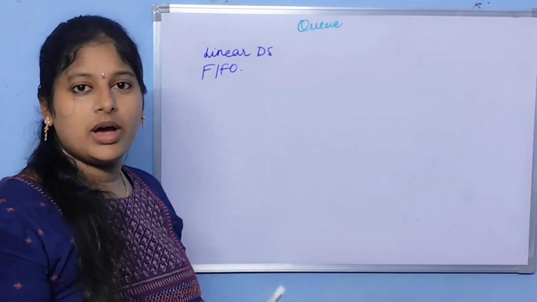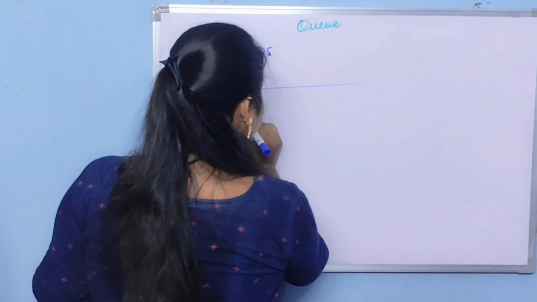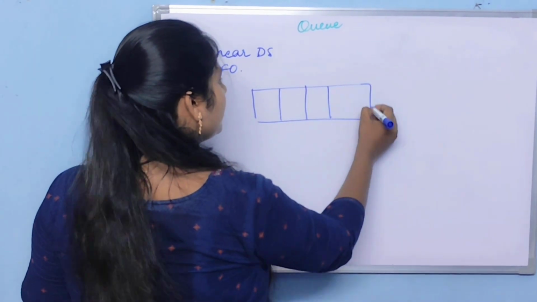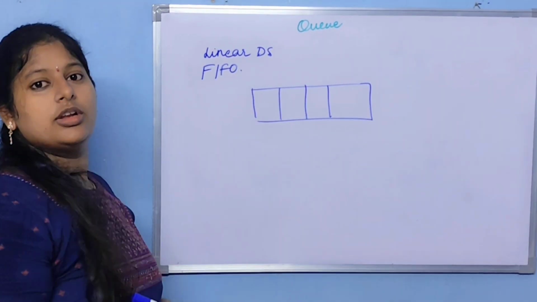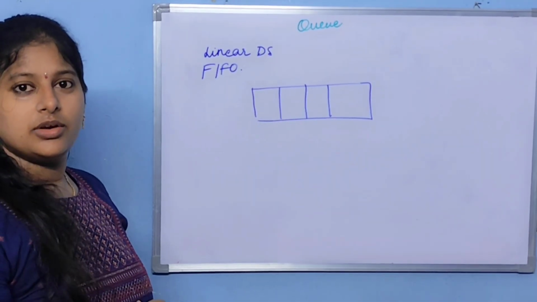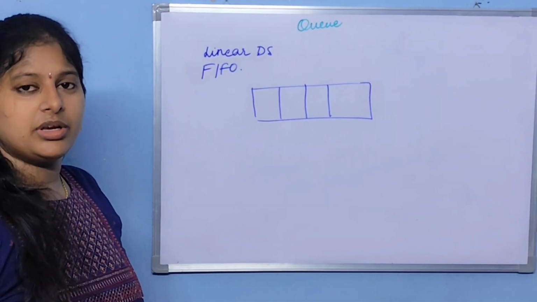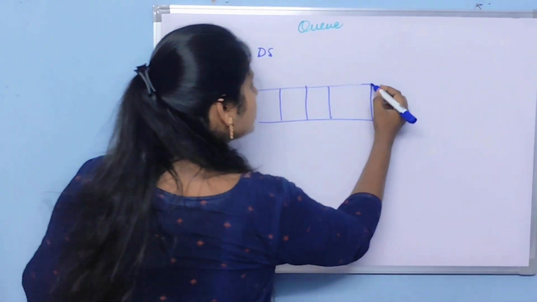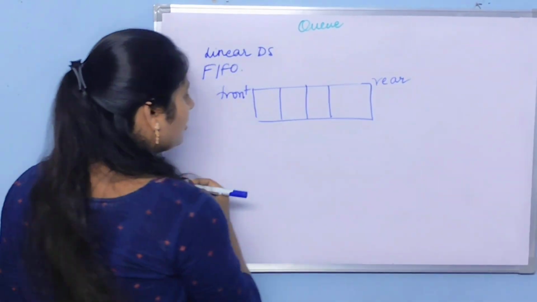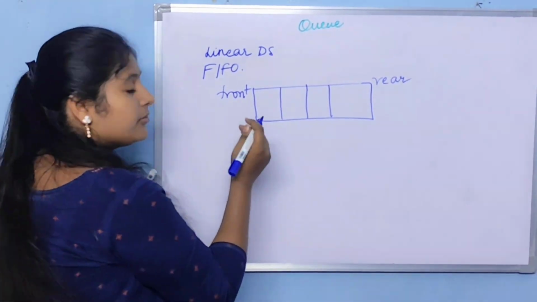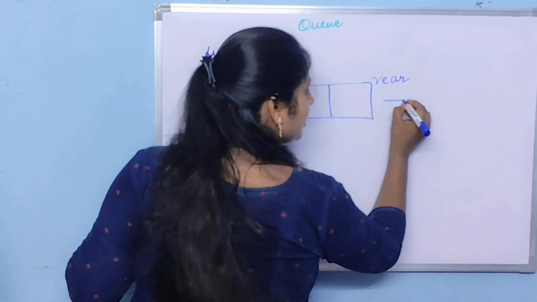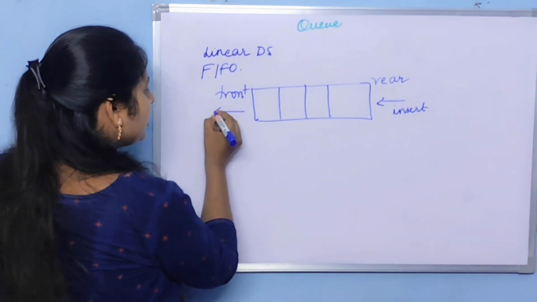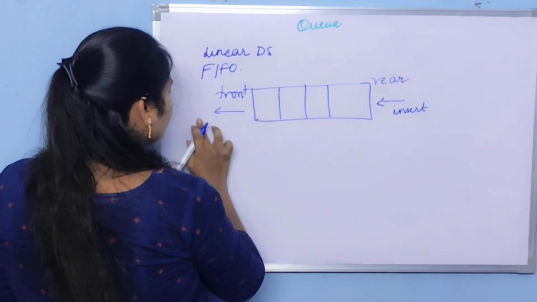Okay, and the queue has two ends. The first end is called front. We have already seen the introduction to queue during the data structure types, right? And now we'll go into this topic in detail. So this is called the front end and this is called the rear end. Okay, so you insert elements from the rear end and you delete elements from the front end.